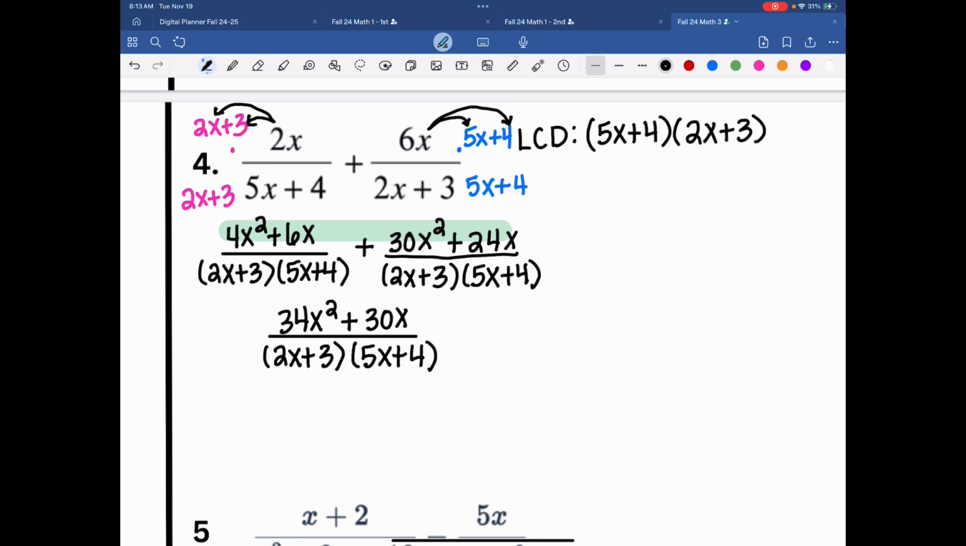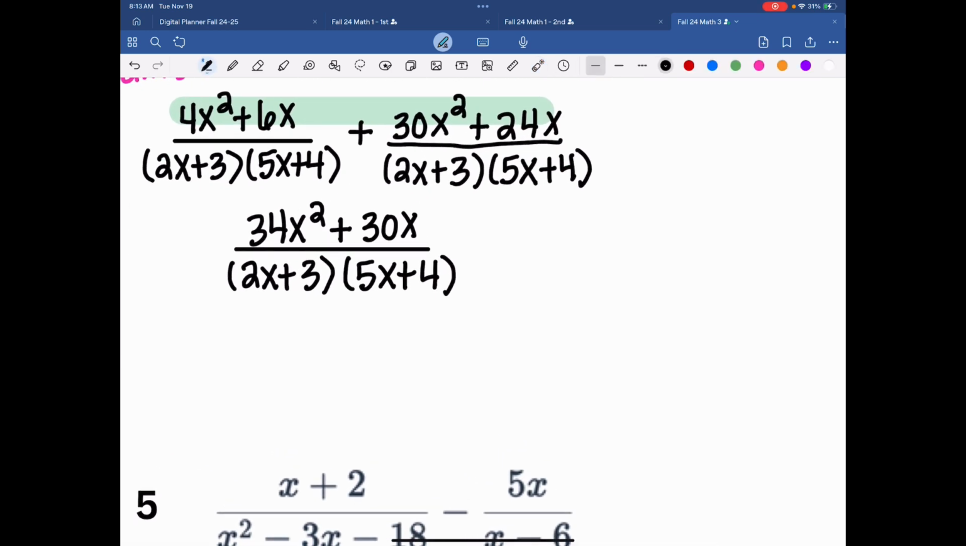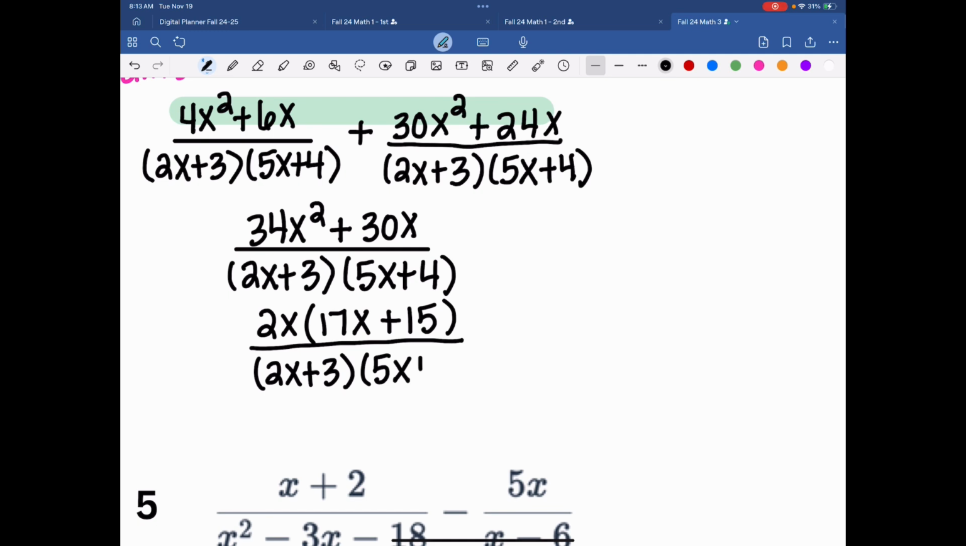Now, in the numerator, I can see that they're both even, and they have an x in common, so I can try to simplify this further. So I can pull out a GCF, so 34 and 30 have a GCF of 2 and an x. If we pull that out, 34 divided by 2 is going to be 17x. 30 divided by 2 is going to be 15 with no x's left over. And that's all going to be over 2x plus 3 and then 5x plus 4. Now, I can't reduce this anymore, so that's my final answer.